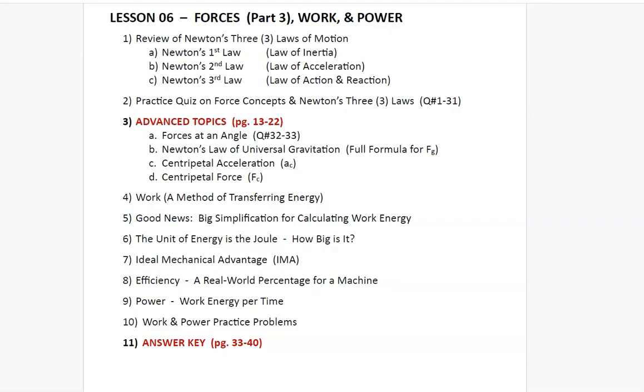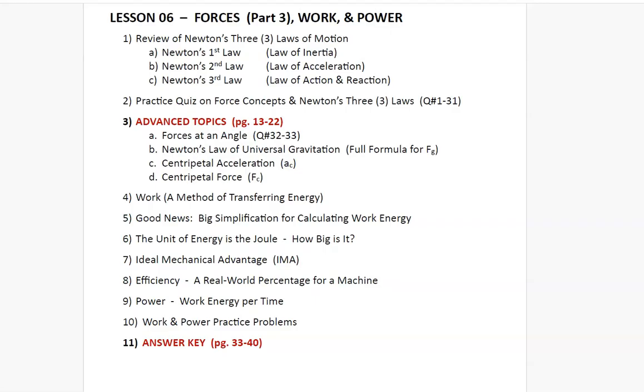We have some advanced topics that you are not directly responsible for. Forces at an angle, which we've done to a certain extent in the last lesson. Newton's law of universal gravitation. This is the full formula for the gravitational force, which you haven't seen before. We've been using the approximation formula of the weight equals m times g, but this is a more elaborate formula.